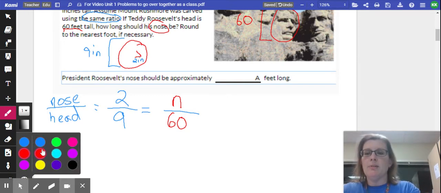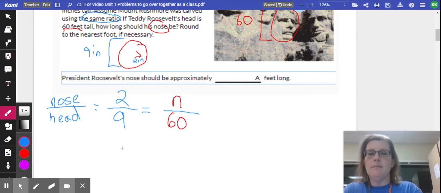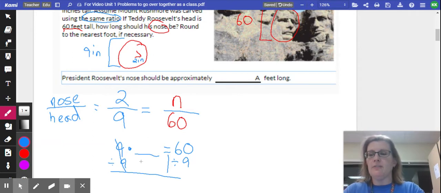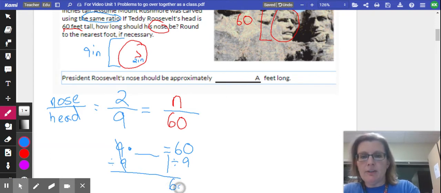Now, if you know how to use the butterfly method, cross products, you can do that. But since we've been working with scale factor, I'm going to use the scale factor method. So we say 9 times what is going to get us 60. To solve it, we need to divide by 9. On this side, it cancels out, and we'll just get whatever the scale factor is. On the other side, we do 60 divided by 9, which is 6.66666. I'm going to round that to 6.7. So my scale factor is 6.7.